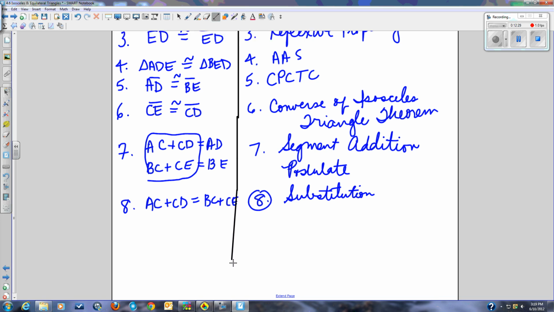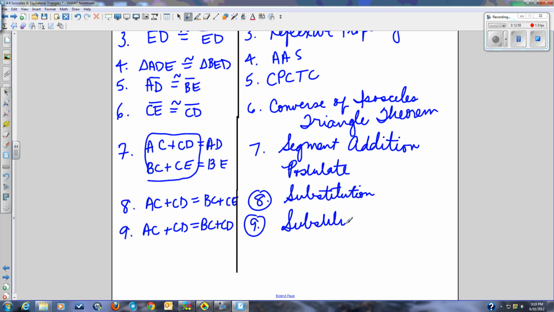Now, as I just said a minute ago, we also know that CD and CE are congruent, so we can substitute one for the other. So let's say we can write this really as AC plus CD is equal to BC plus CD. They have the same length. CE and CD have the same length. They can be substituted one for the other. So we're using substitution.